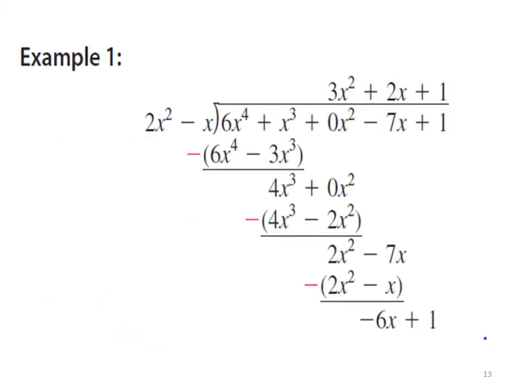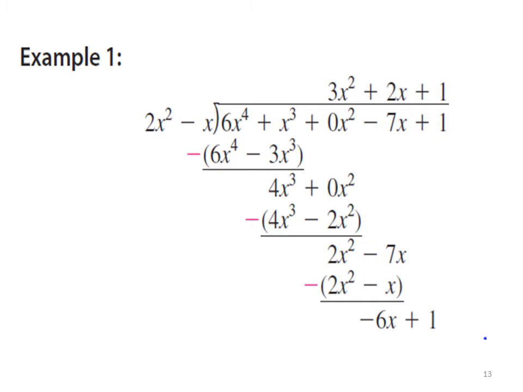Let's look at an example of long division. This is the same example. We are dividing 6x to the 4 plus x cubed. This polynomial does not have an x squared term, so we have to add it. That will make the division easier. So we're just adding the term 0 times x squared, minus 7x plus 1.